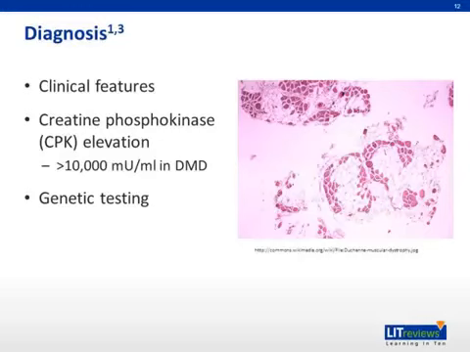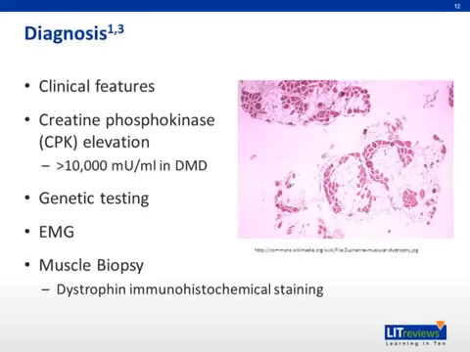Other investigations include electromyography, which shows myopathic changes, muscle biopsy, which, although seldom performed now, shows variation in fiber size, fibrosis, and grouping of basophilic fibers and hyaline fibers. Dystrophin immunohistochemical staining is also available.